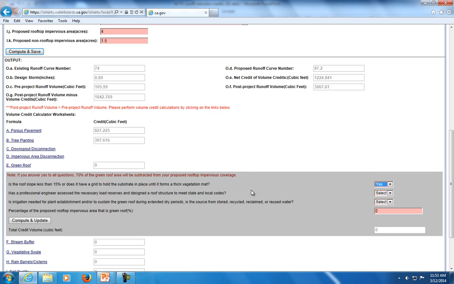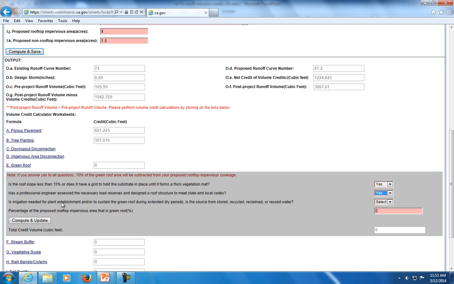I don't think I'm going to take this credit for this particular project, but I just want to show you guys what happens when we do. We'll zero this out in the end, but we'll go through simulating that we will use this. The second question is, has a professional engineer assessed the necessary load reserves and designed a roof structure to meet the state and local codes? So we'll say, of course, yes. This is all above board.